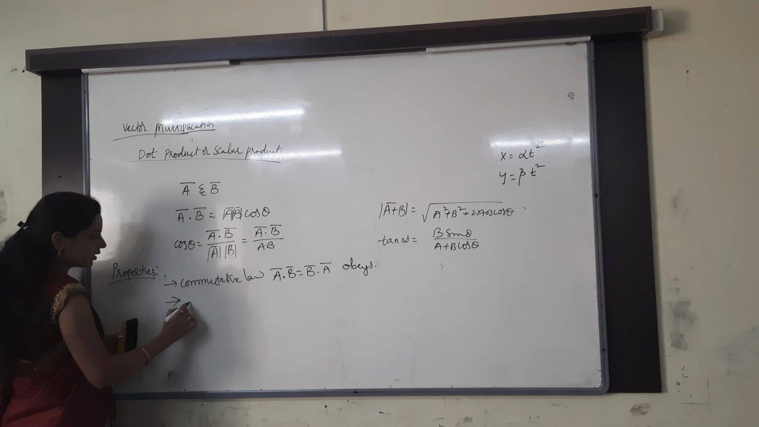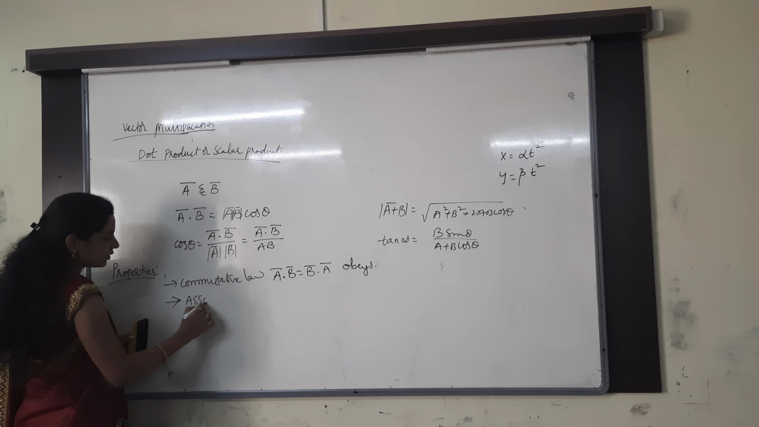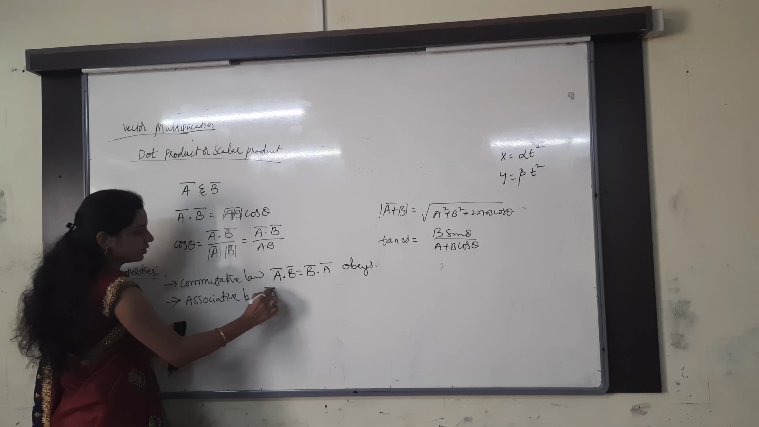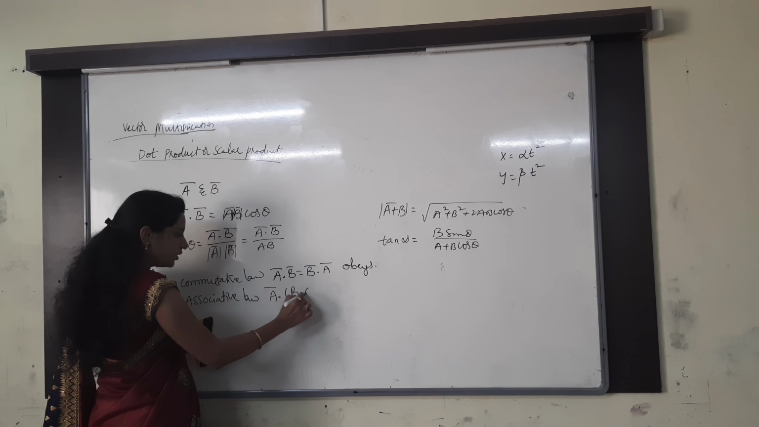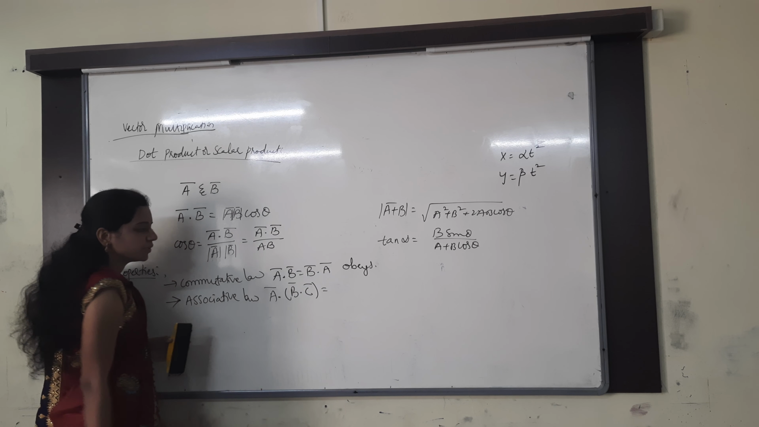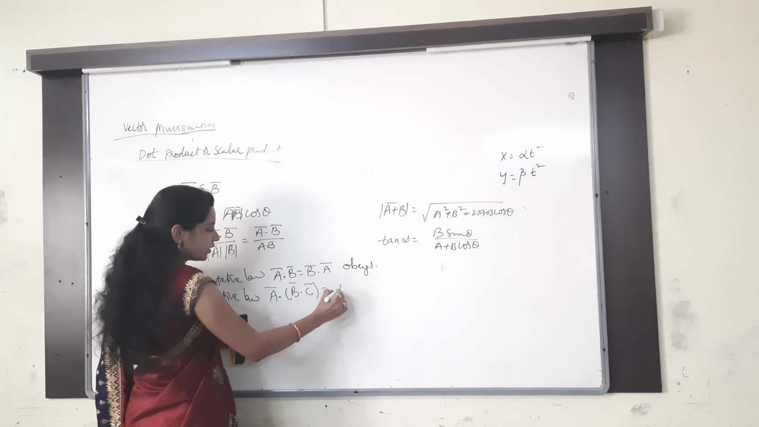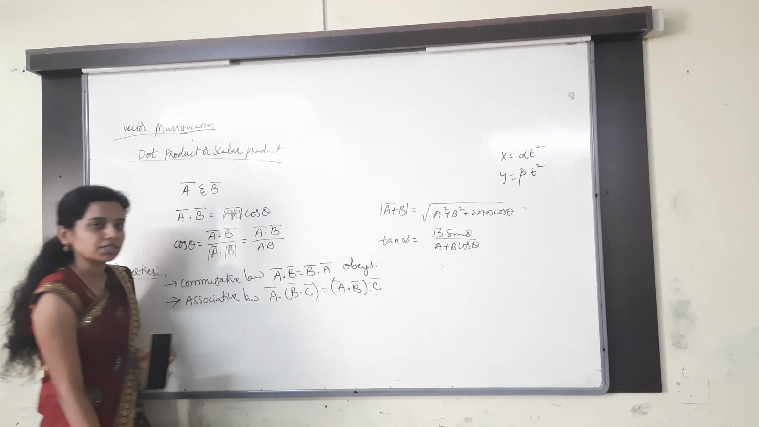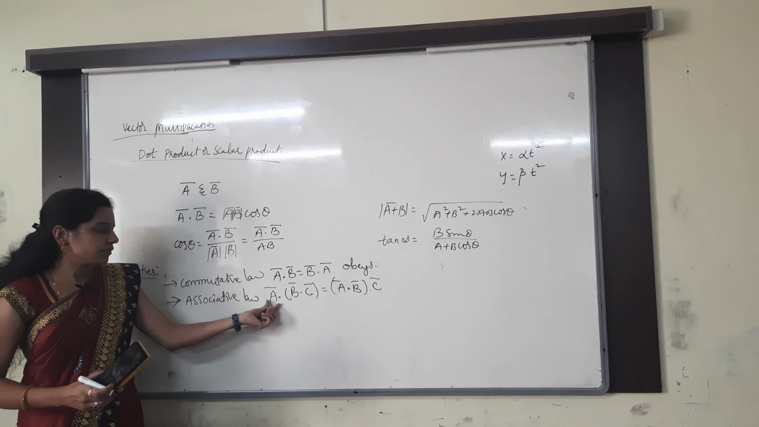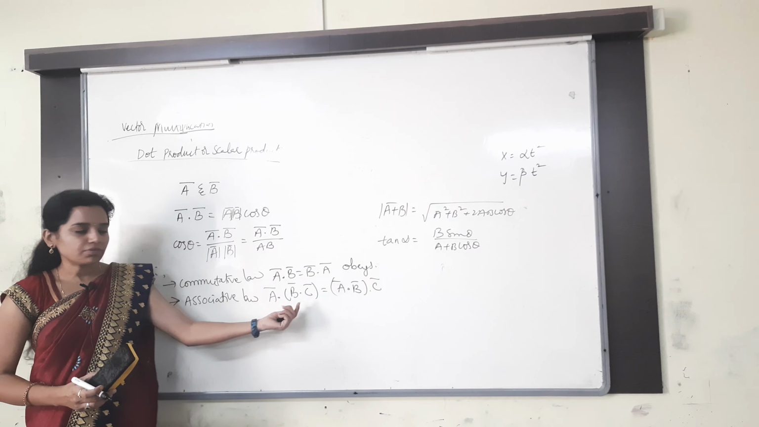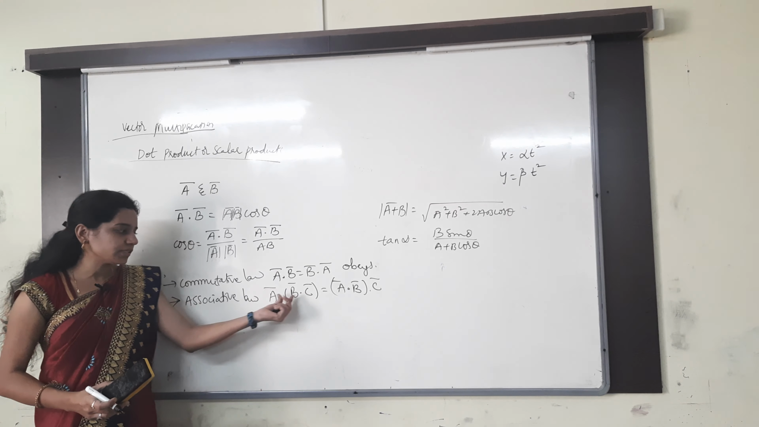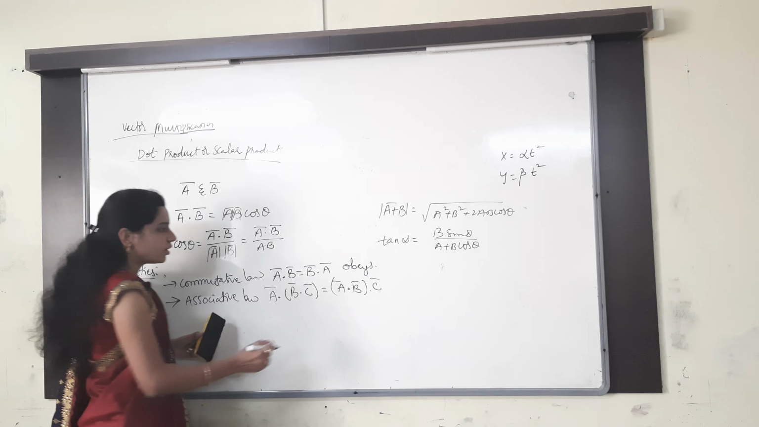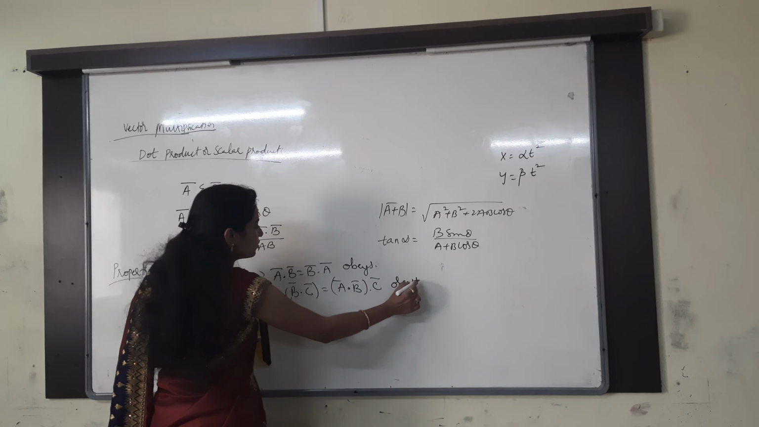Next, one more thing will be there, that is the associative law. What do you mean by associative law? a into b into c we will take. a into b into c is equal to, what can I write here, a into b into c. That is the associative law. Nothing but this a is associated with both the terms. Whether you do this multiplication or the other, both are the same only. So the dot product obeys the associative law also.